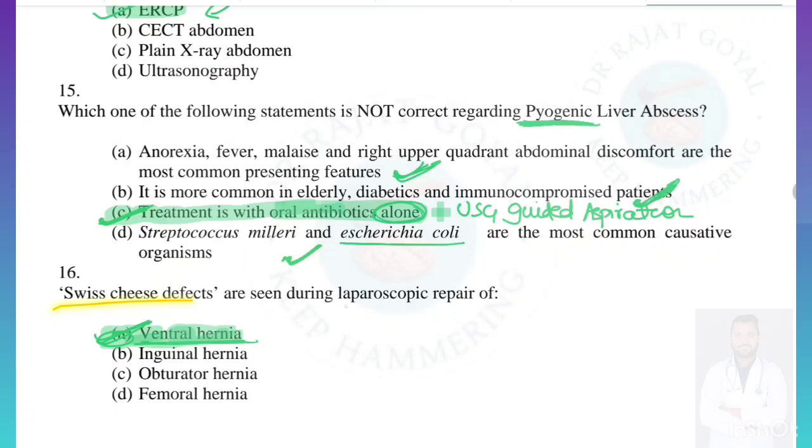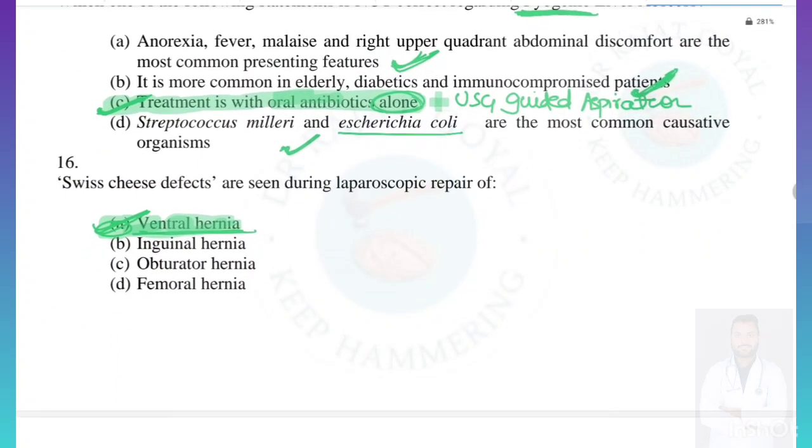Swiss cheese defect is seen during the laparoscopic repair of the. So Swiss cheese defect is seen in the case of the ventral hernia. This is a direct question.